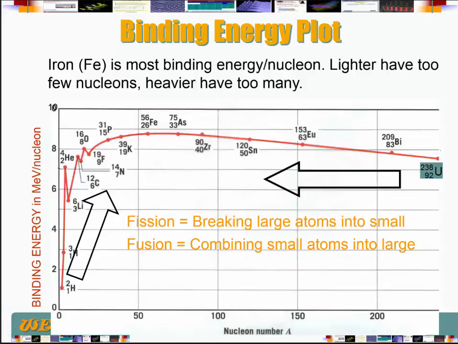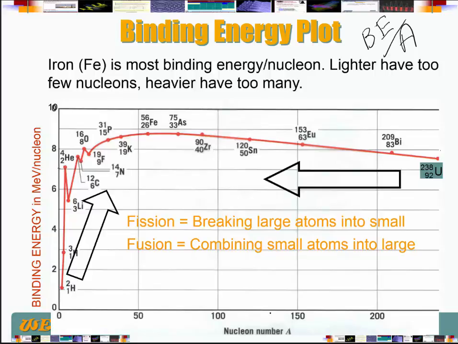One important graph to explain some of the nuclear processes is what we call the binding energy plot. In this case, we have a graph of binding energy per nucleon in MeV versus the nucleon number. Binding energy per nucleon: for each nucleon, we calculate the binding energy and divide that by A. That's binding energy per nucleon. And the nucleon number here is A.